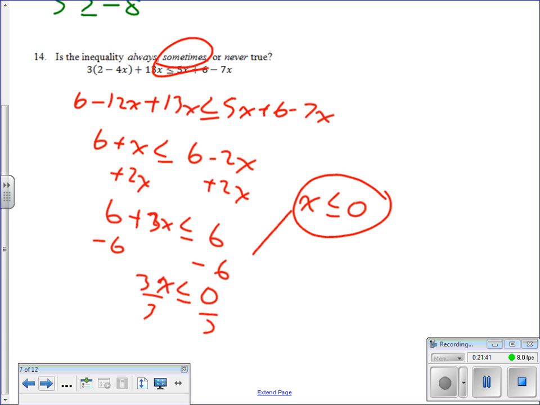It's true. If x is positive, it's not true. The variable portion was different. The numeric portion was the same. I only care about the numeric portion for always, sometimes, or never if the variables are the same. They're not. They're different.